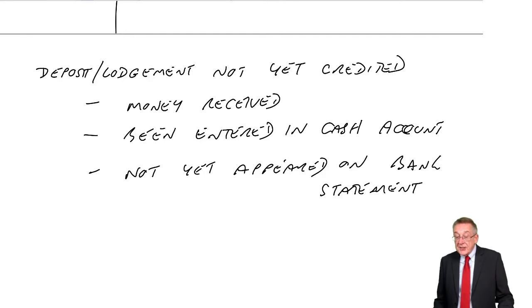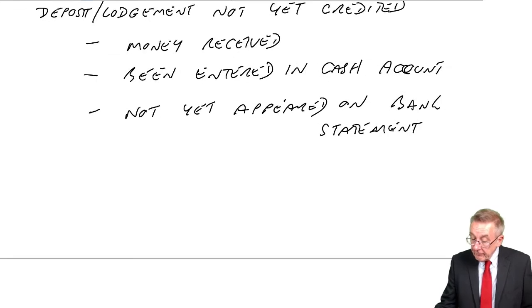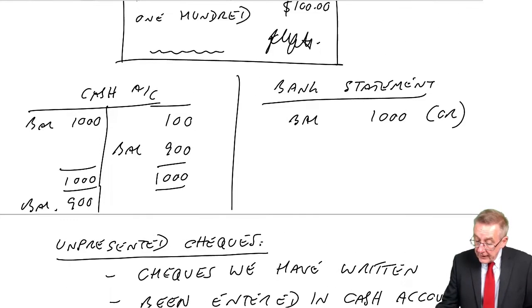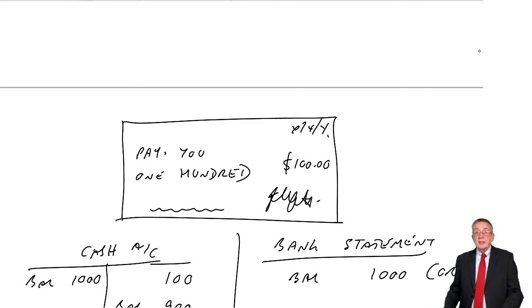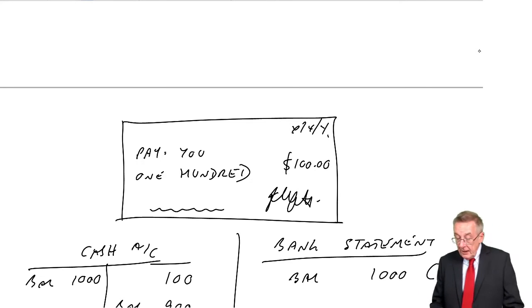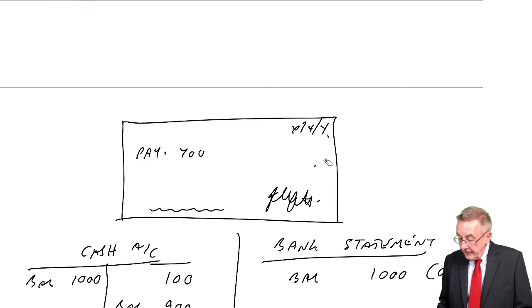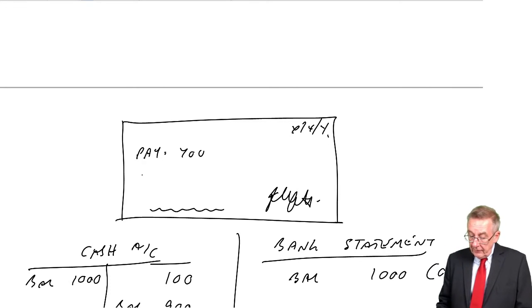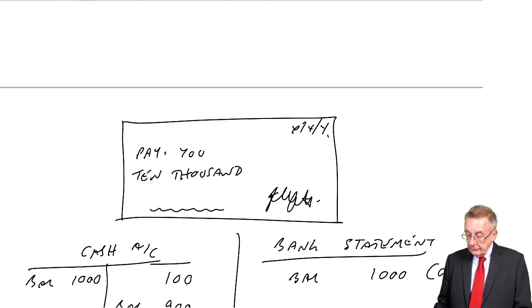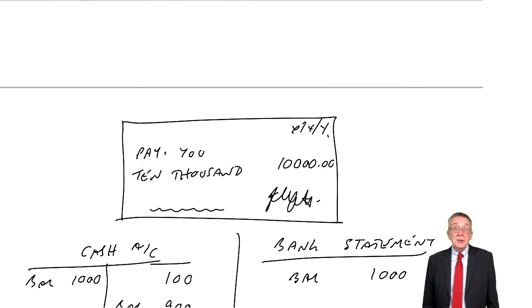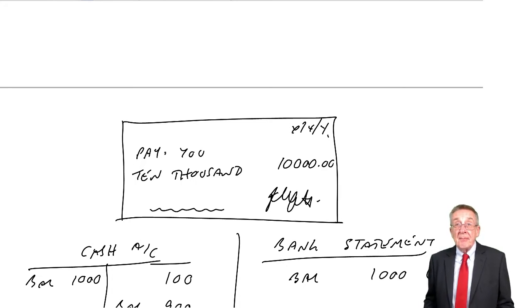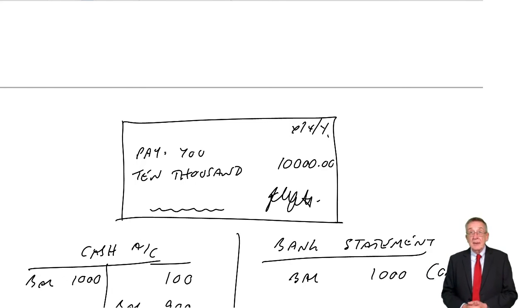Over the page, dishonoured cheques. Well, what this is, I said I write a cheque to you, I owe you 100, write on a piece of paper. Well, I don't know what's to stop me doing this: to write a cheque and say, pay you 10,000. No problem. It's only a piece of paper. And of course you receive that and you're terribly happy. 10,000. But I haven't got 10,000 in the bank.